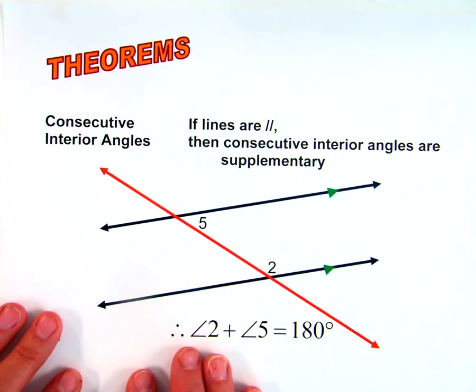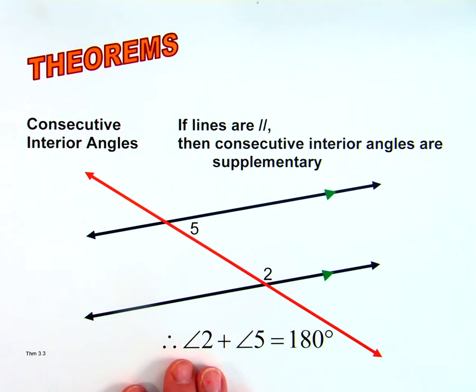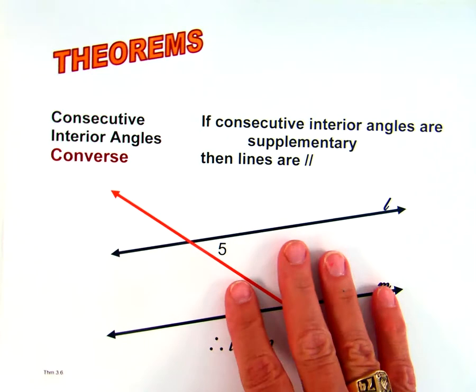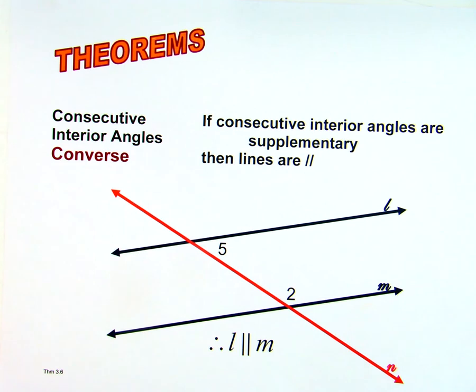Okay, consecutive interior angles. And again, consecutive interior angles, as we just saw, are supplementary. That is indeed true. If the lines are parallel, then the consecutive interior angles are supplementary. I wonder if there's a converse. Yes, there is. If the consecutive interior angles are supplementary, then the lines are parallel.